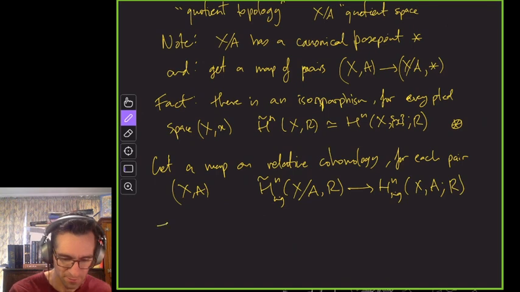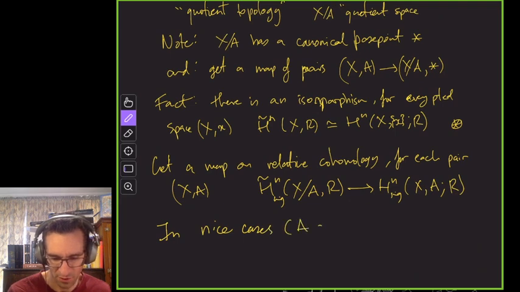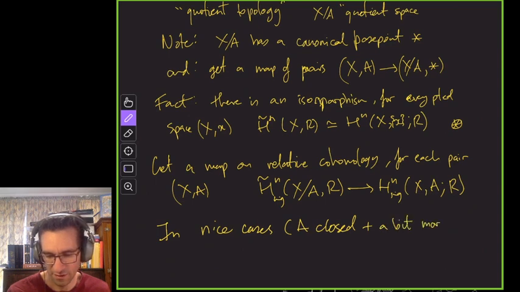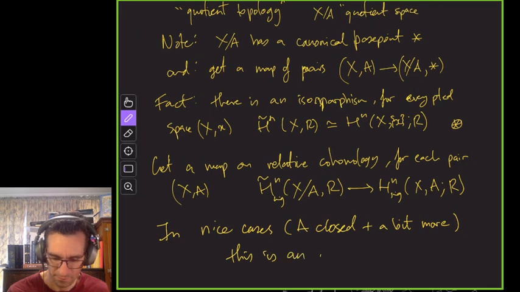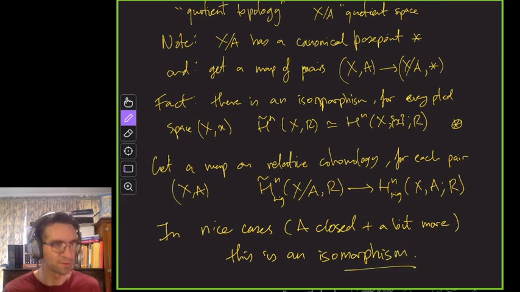I'll just say, in nice cases, so A closed plus a bit more. I'll write this out in full detail in the notes. I'll just give you a flavor of it. This map is an isomorphism for all n.